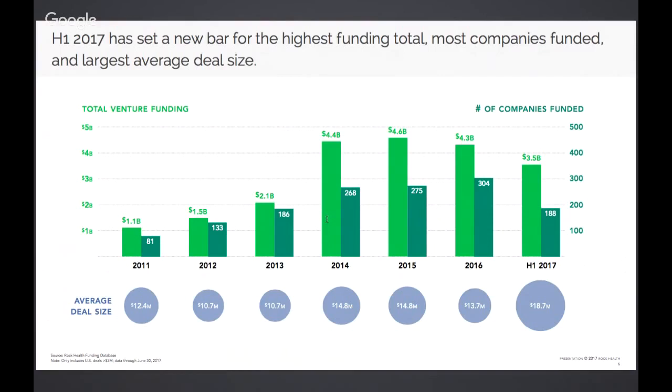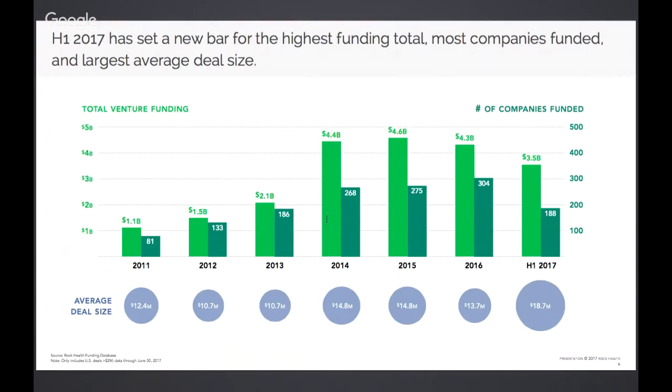So really a record-breaking half on a lot of fronts. Record-breaking in terms of the total amount of funding, record-breaking in terms of the number of companies funded, and also record-breaking in terms of average deal size. And yes, there were a lot of mega deals. We tracked seven deals over $100 million, and we'll get into those. So those mega deals definitely account for that funding bump.